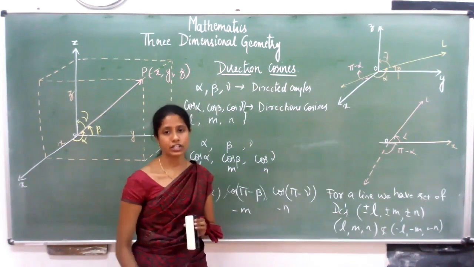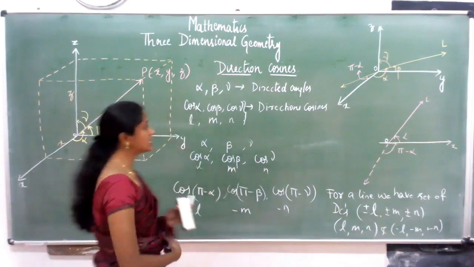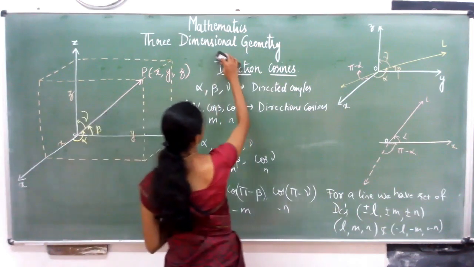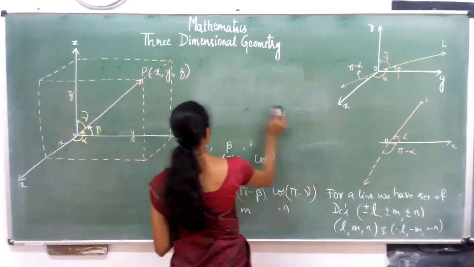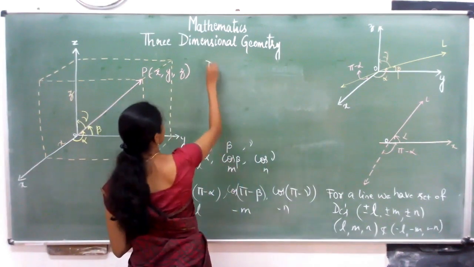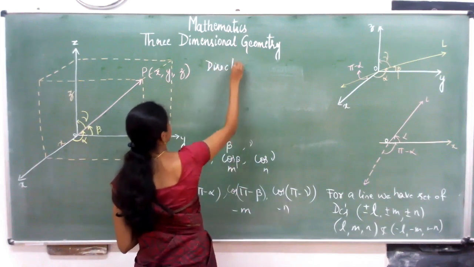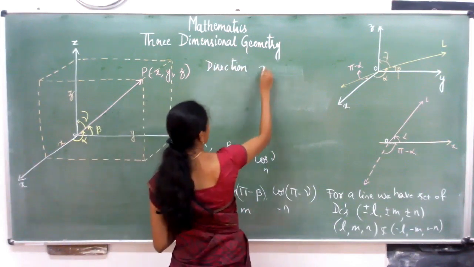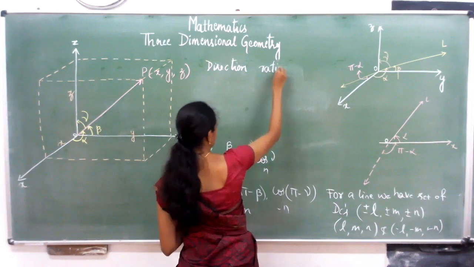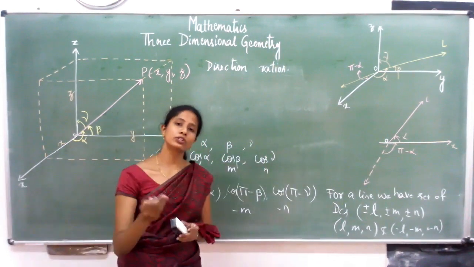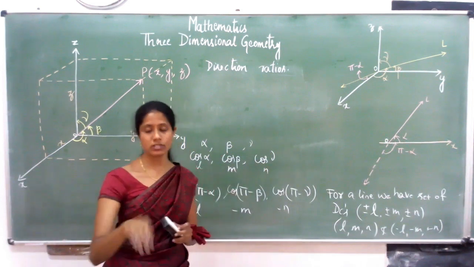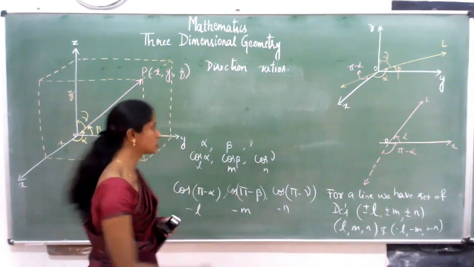This is about direction cosines. Now next, let us study what are direction ratios. If you have direction ratios, we have already studied what direction ratios are in vector algebra also. That is the same thing here also. The three numbers which are proportional to direction cosines are called direction ratios.